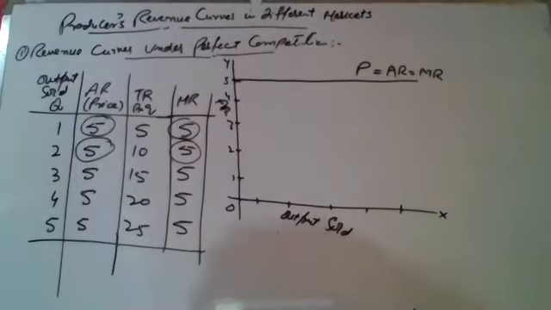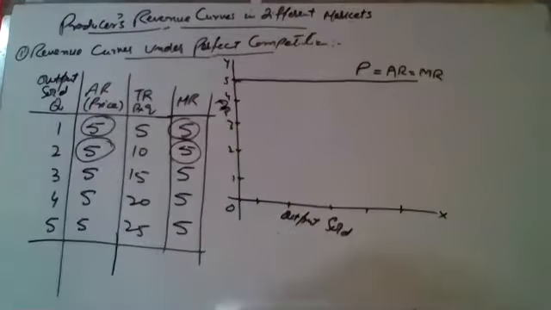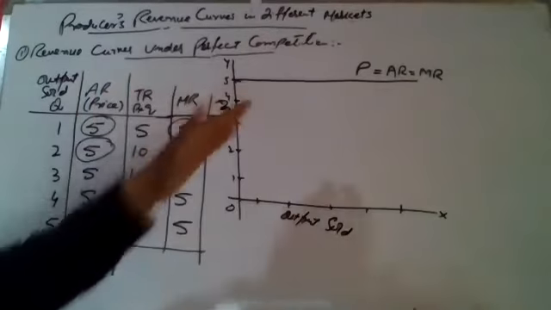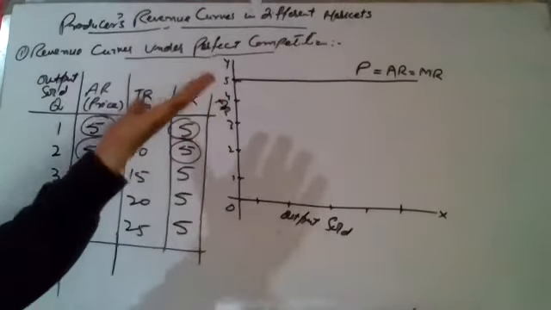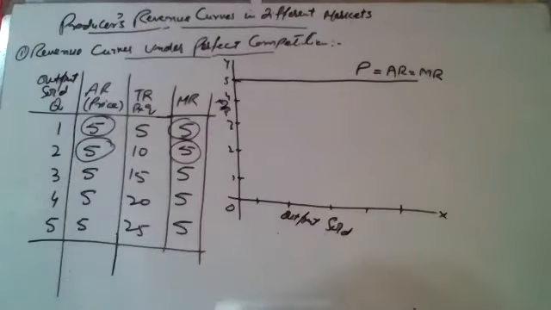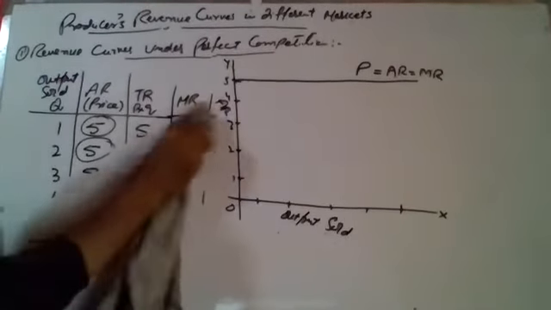If a question is asked anywhere, what is the shape of the average revenue curve and marginal revenue curve for a firm under perfect competition, it is a horizontal line parallel to the x-axis. Its slope is 0, but the elasticity of demand is perfectly elastic. The elasticity of demand is perfectly elastic.